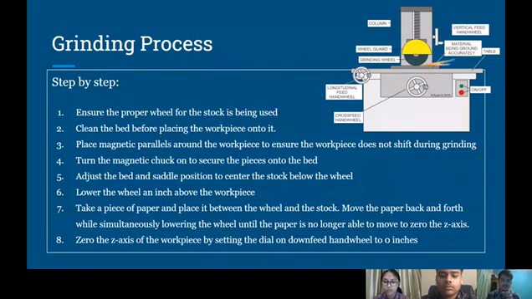Fifth, adjust the bed and saddle position to center the stock below the wheel. Sixth, lower the wheel an inch above the workpiece. Seventh, take a piece of paper and place it between the wheel and stock. Move the paper back and forth while simultaneously lowering the wheel until the paper is no longer able to move. Eighth, zero the z-axis of the workpiece by setting the dial on the downfeed hand wheel to 0 inch.